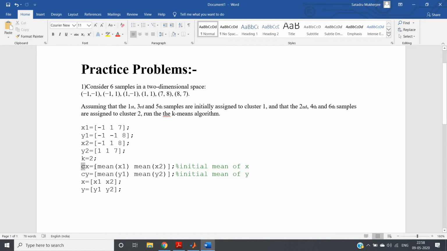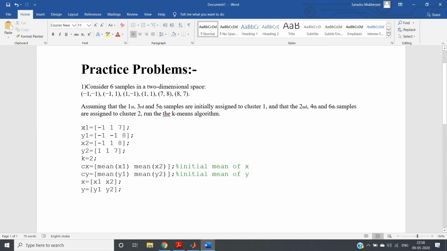Now what will we be doing? Cx equals mean of x1, mean of x2; Cy equals mean of y1, mean of y2. This is the most important point. The initial mean coordinates, the two means, are basically the mean of all the x values and the mean of all the y values. So we will have two mean points: mean of x1 and mean of y1 is one point, mean of x2 and mean of y2 is the other point.